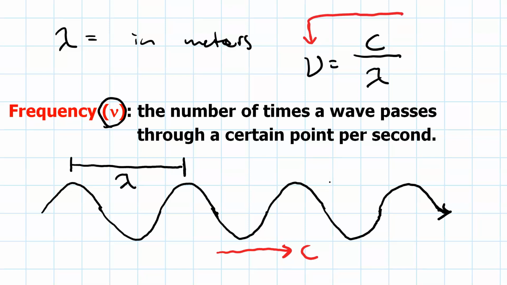And since c, the speed, is in meters per second, and the wavelength is in meters, then the frequency nu is just in inverse seconds, or 1/seconds. Right, because meters per second divided by meters, the meters goes away, and you just have 1/seconds.